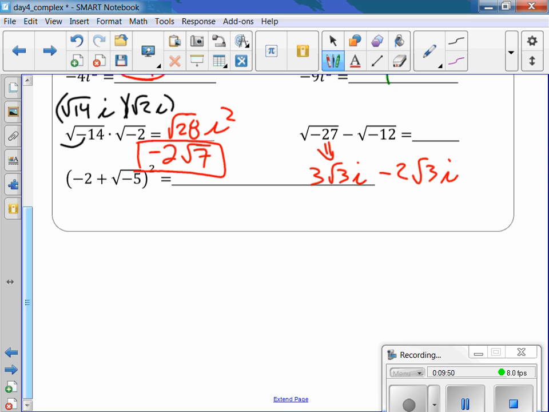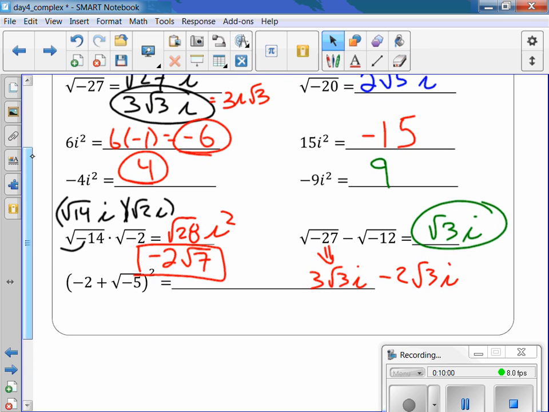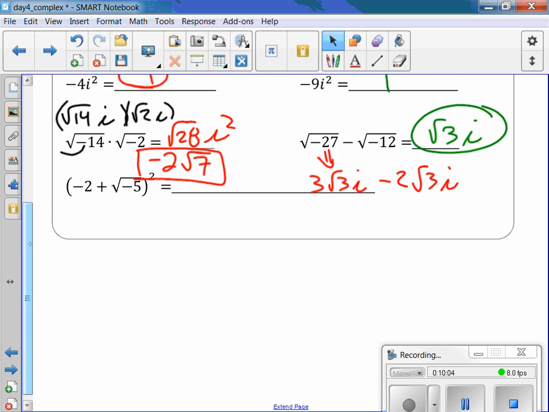Absolutely. Should we write it i squared? Yes. As I said before, like in this one up here, if you want to write the i before the square root, you can do that, so you can make sure that it's understood that i is not within that square root. And lastly, we have this: minus 2 plus square root of a negative 5 quantity squared.